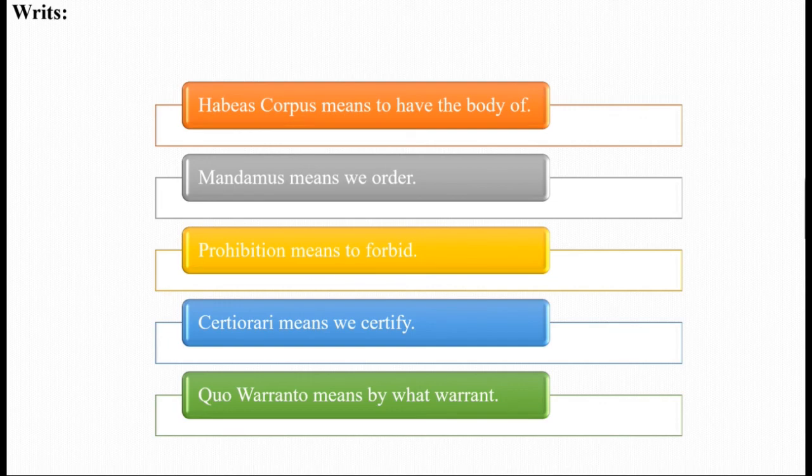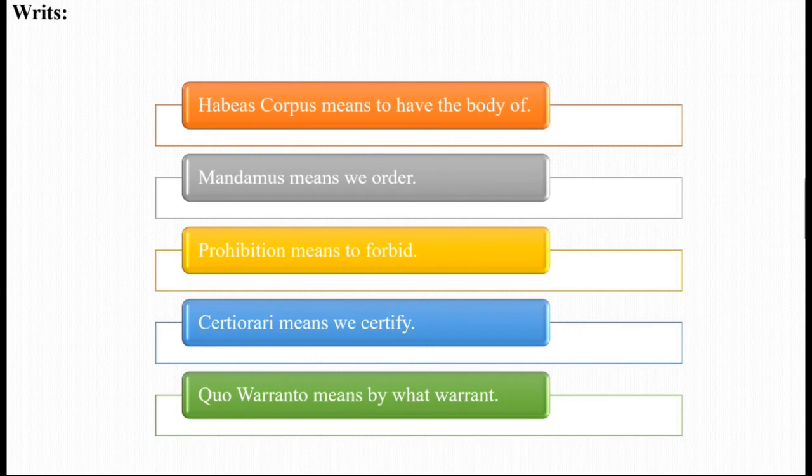Third, prohibition means to forbid. It's a writ issued by a higher court to a lower court to prevent the lower court from exceeding its jurisdiction. The higher court frames the rules on the basis of which the lower court has to settle the matter. The writ can be issued to a tribunal, magistrate, or officers exercising judicial function. This writ does not apply to the legislature, private individuals, and administrative authorities.